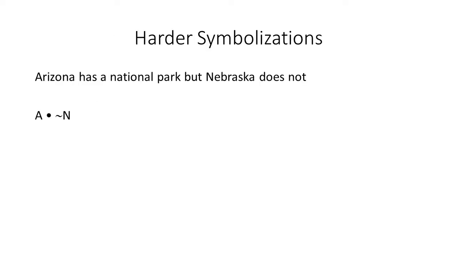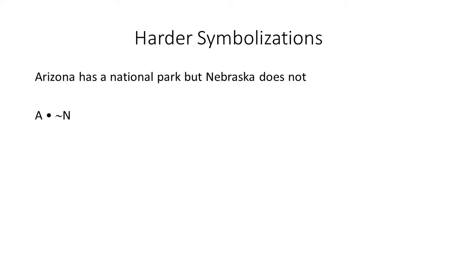One thing I find helpful when symbolizing, and perhaps you'll find it helpful as well, is to go through and mark up the sentence before I try to symbolize it. What I mean by that is that I would put the logical operator that corresponds to the English word above the English word. In this case, we have: Arizona has a national park, but Nebraska does not. When you read this, take a step back and try to identify which words correspond to logical operators. One that does is but, and this is the same as and, so we'll put a dot above but.